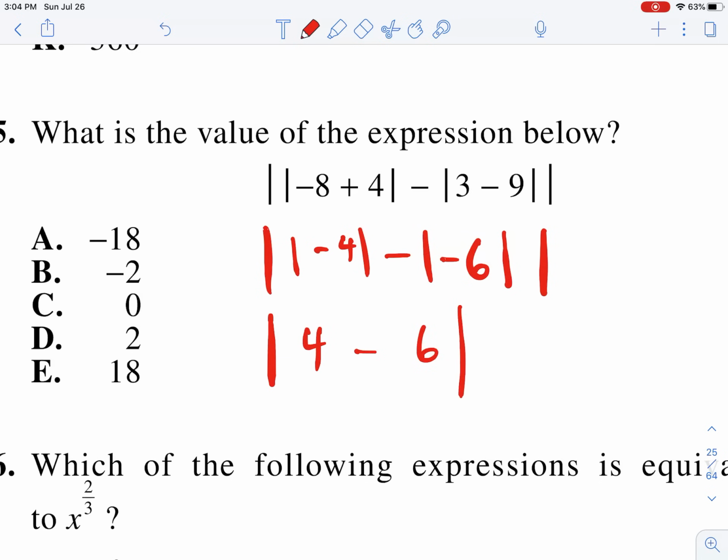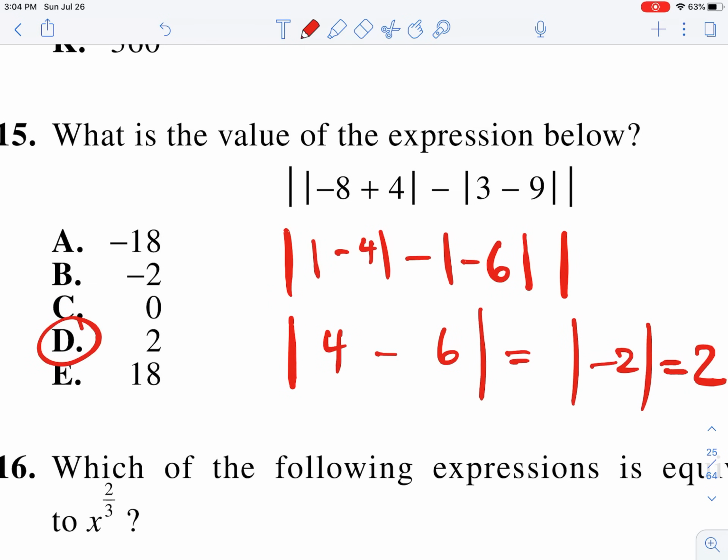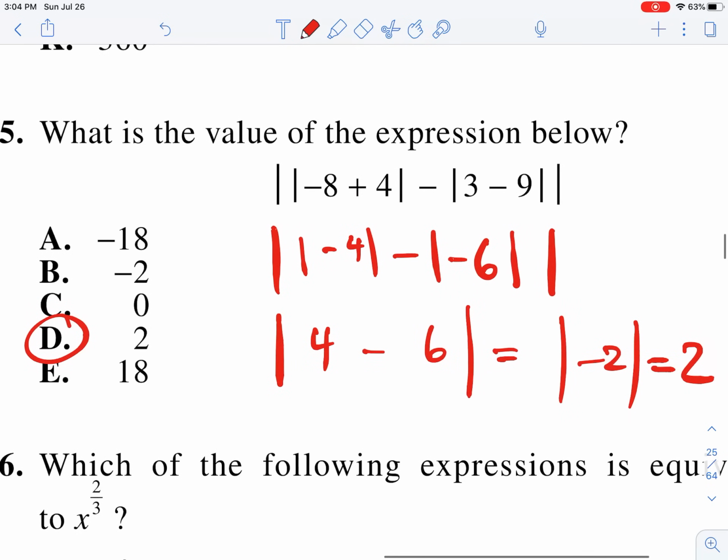Okay, we're kind of at the same step that we were at first. Now we just have one thing to do. We can simplify this as absolute value of negative 2, which is going to be 2. And your answer is, in fact, for 15, it is D. All right, simple process. You just got to take it step by step.